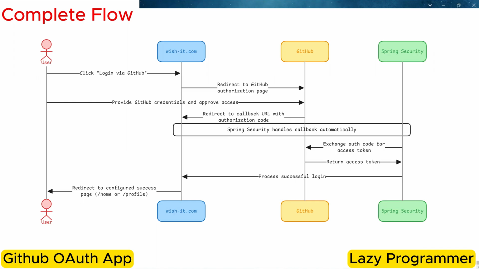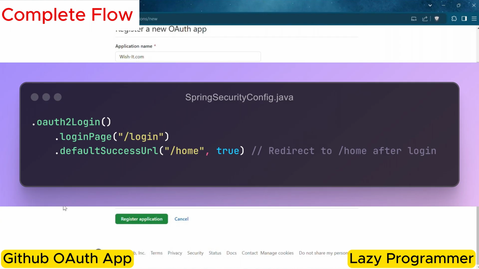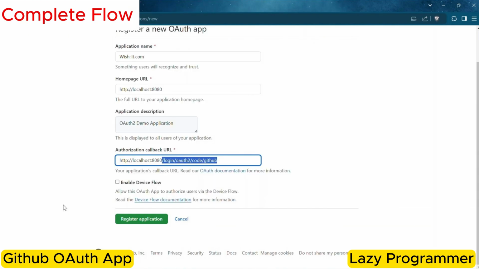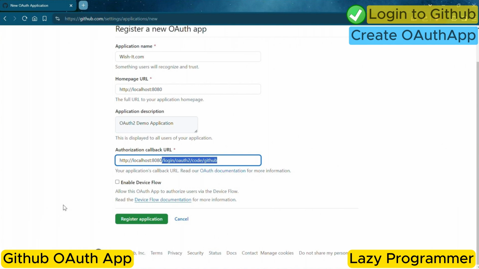After successful OAuth 2 login and token exchange, Spring Security will redirect us to the page defined in our security configuration for successful login. It can be /home or /profile, whatever we have configured. I hope how this callback URL works is clear to you. In case you have any doubts, please let me know in the comment section.